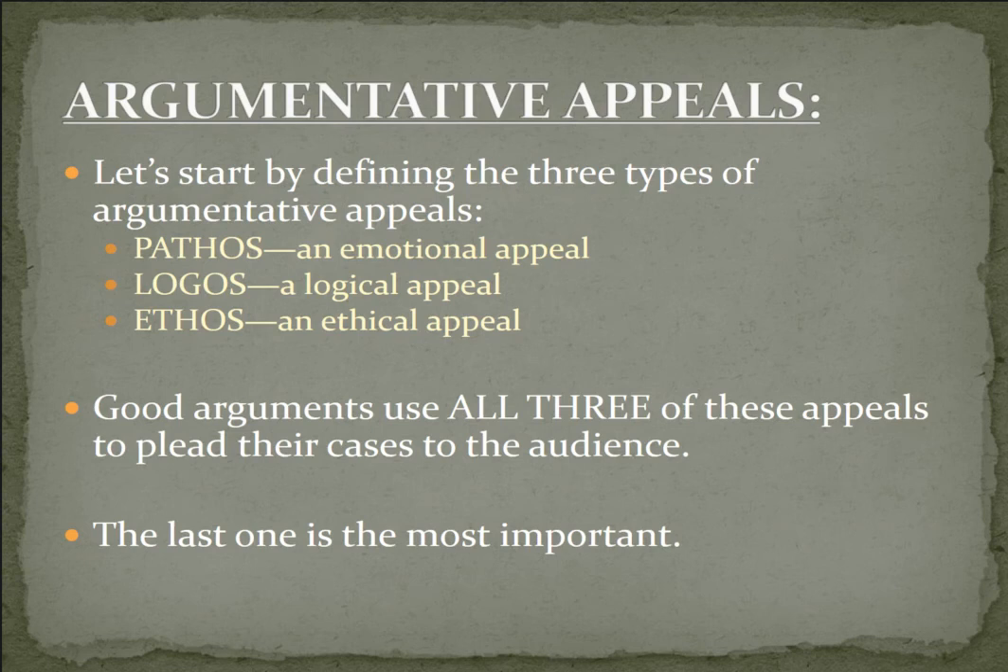So the terms: pathos, emotional appeals, and if we look at the path in that word, we can remind ourselves that sympathy and empathy are both emotions, and pathos is related to emotional appeals. Logos, logical appeal, and when we see that logo, we can remember that that's logic, and ethos, an ethical appeal. So good arguments use all three of these appeals to plead their cases to the audience. I think the last one is actually the most important, and we'll talk about why in a second.